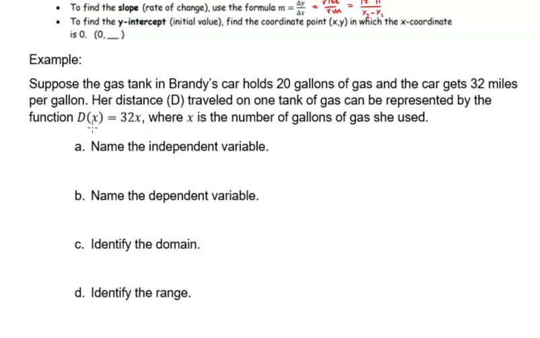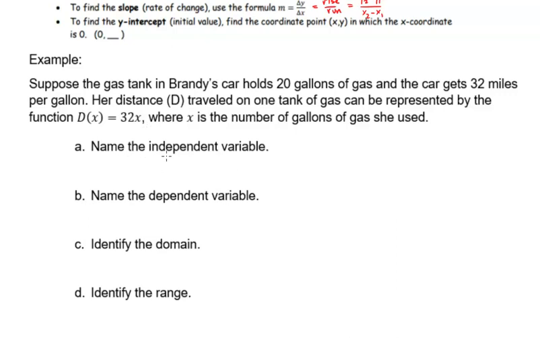We could find out how far she could go if we know how many gallons of gas she uses. If she uses 1 gallon of gas, we would take 32 times 1. 2 gallons of gas, we'd take 32 times 2. So this function, where the distance is based on gallons of gas, would be represented by 32 times the gallons of gas. Distance based on gallons of gas equals 32x.